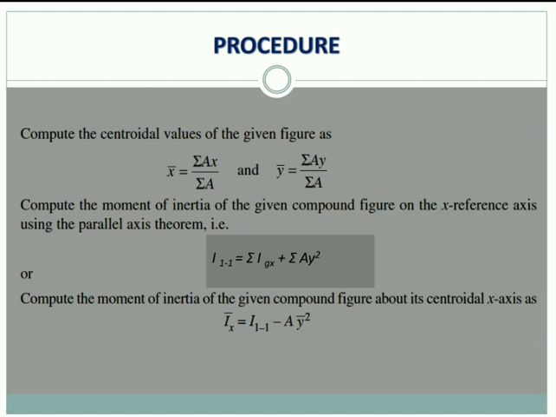Next comes the second part, that is the moment of inertia part. Here, for explanation, we take 1-1 and 2-2 as the two axes about which we will have to obtain the moment of inertia.